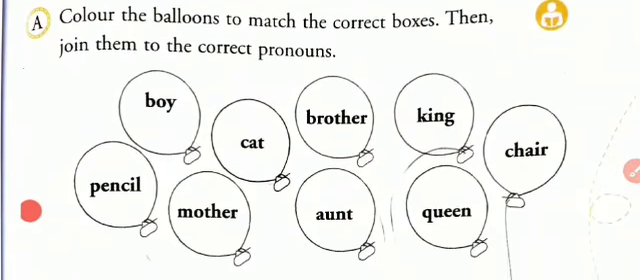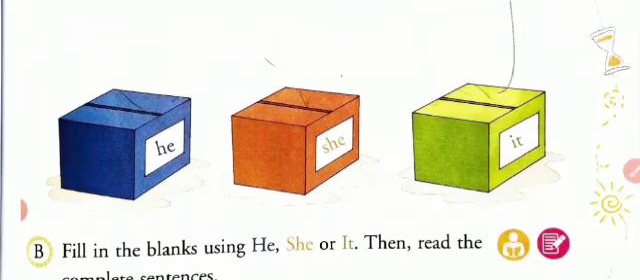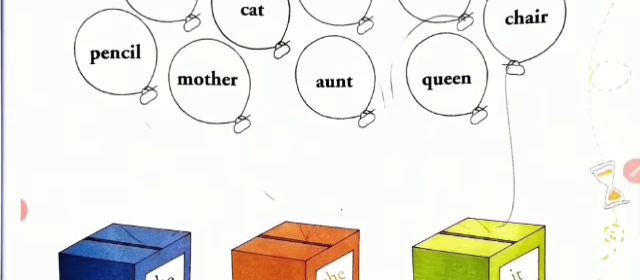So now students, we have to color the balloons to match the correct boxes, then join them to the correct pronouns. So students, what I have told you that he is used for male, she is used for female and it is used for things and objects and animals. So students, we will be matching all these with the pronouns which are given here like this, like he, she and it. So now we will match it.